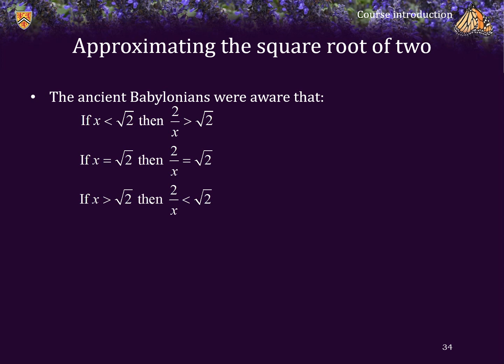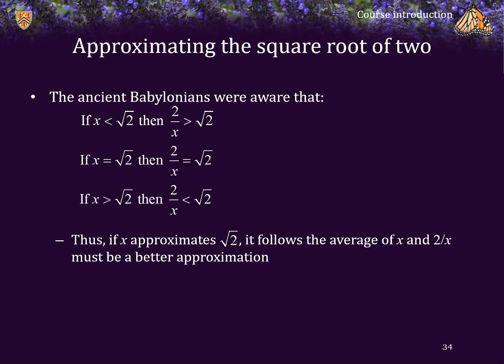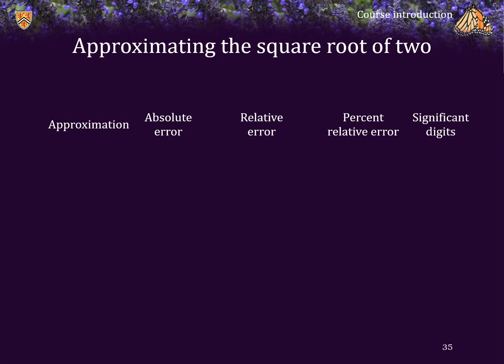Consequently, x and 2 over x must be on opposite sides of the square root of 2. Thus, if x approximates the square root of 2, it follows that the average of x and 2 divided by x must be a better approximation of the square root of 2. So therefore, here's the average, and this gives us a formula to find a better approximation of the square root of 2. All right, let's look at the application of this formula.